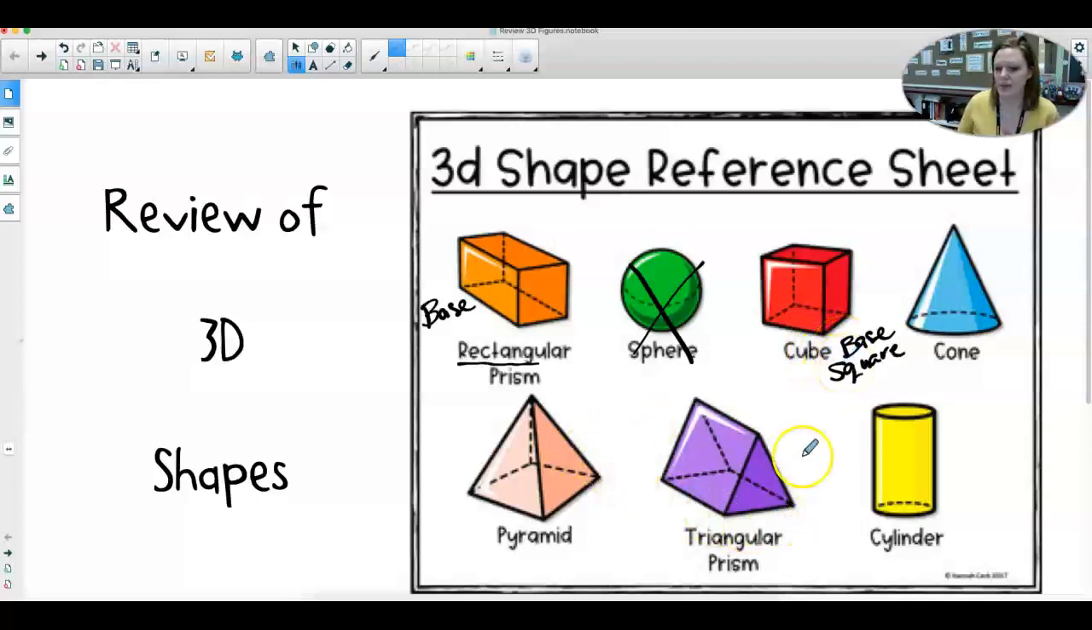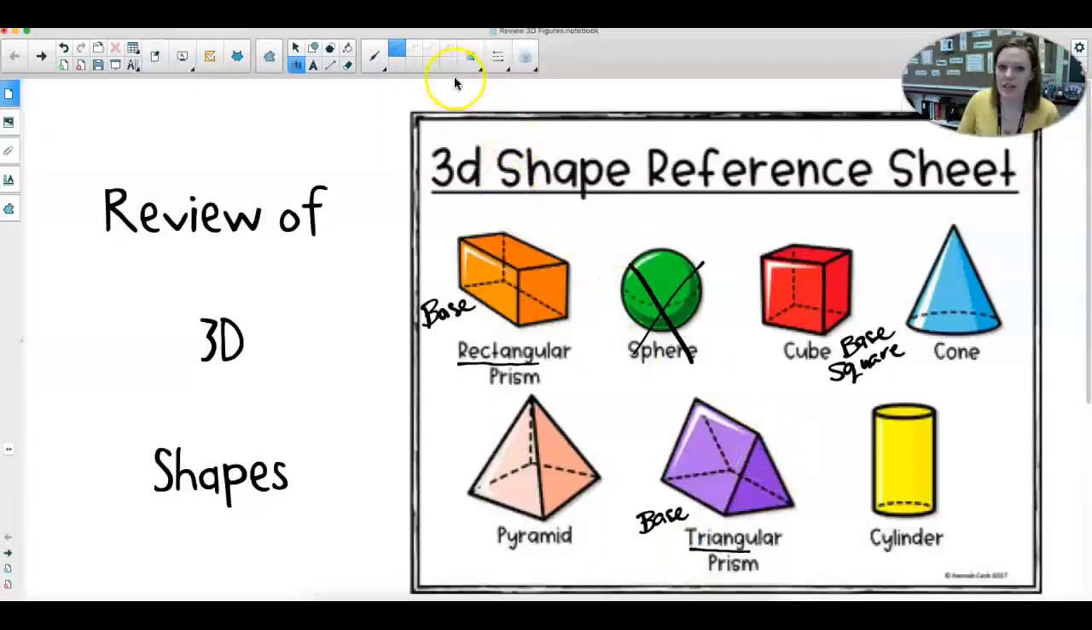And then I'm going to pop down here to the triangular prism. And remember, the base of a triangular prism is the triangle. Even if it's not sitting on the base, this triangle is considered the base of that prism. We also learned about cylinders. The cylinder has a base that is a circle. So the base of this cylinder is a circle.